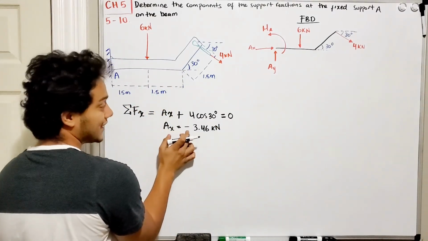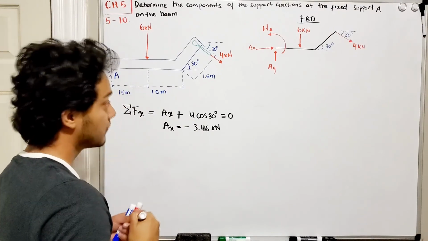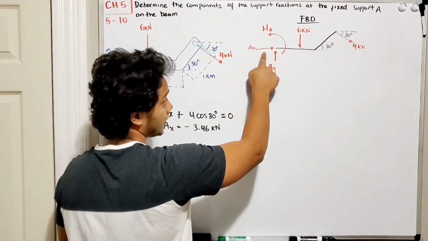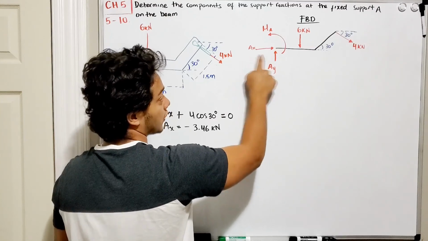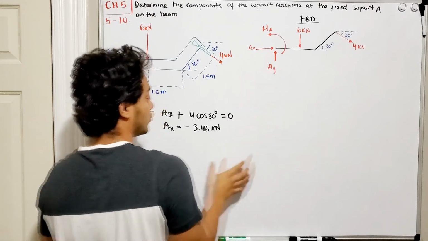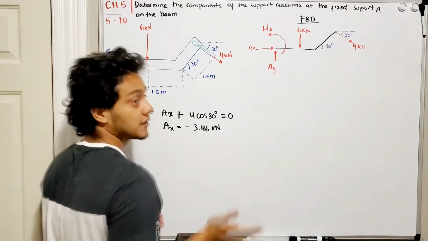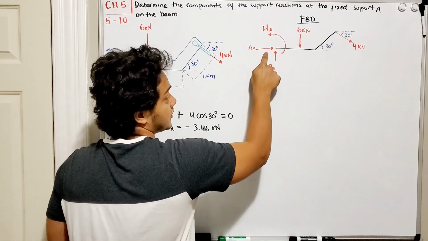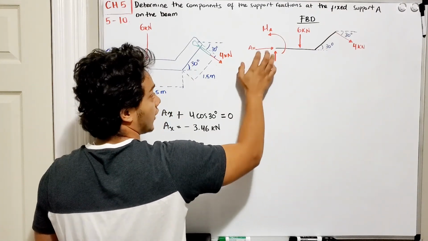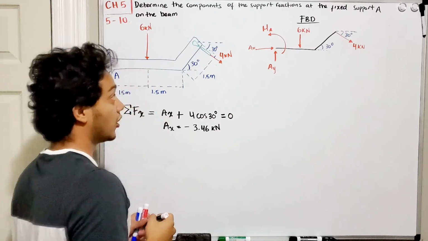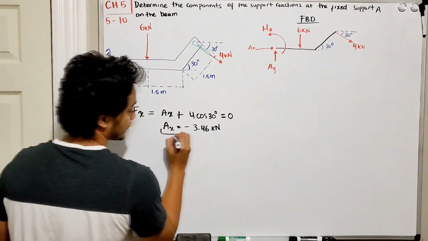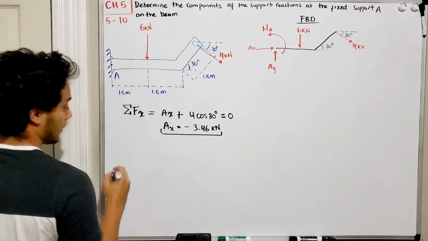Okay, now, why is it negative? It's negative because the actual direction that I drew in my free body diagram is not the correct one. So whenever I assume a direction and it gives me a negative answer, it means that actually this reaction is doing a force opposite to what I drew in my free body diagram, okay? So we found our first reaction.